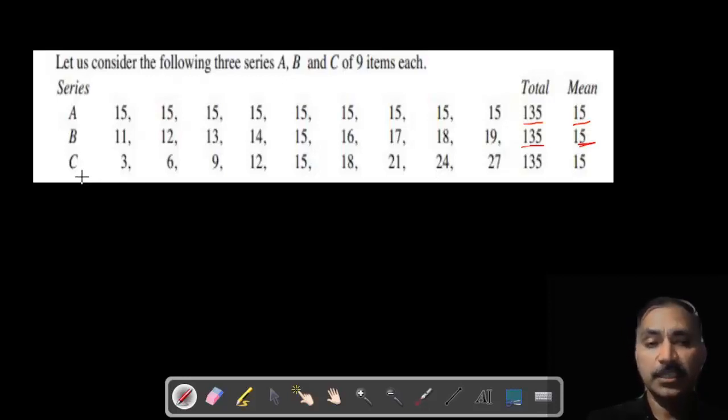Now let us see the third case here. The series 3, that we call the C series in this question. Numbers are 3, 6, 9, 12, 15, 18, 21, 24, 27. Now, average is 15 here, total is 135. If you look at all the series together, that means series A, B, and C, their total is same, their mean is same. But if we look at the numbers here, A is consistently the same number. Series A numbers are consistently same.